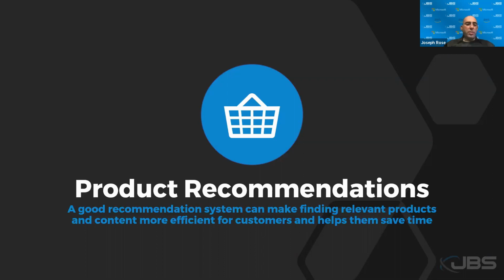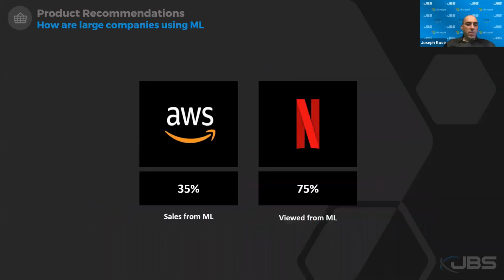And I think, Phil, you have some specific business cases that you had seen some information on that you wanted to cover. Right. So looking at this slide, I think these statistics speak for themselves. 35% of all of Amazon.com's revenue comes from an ML-based product recommendation system.